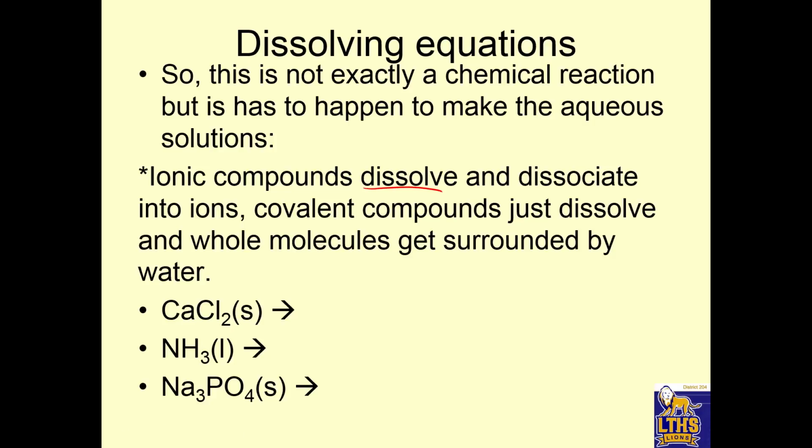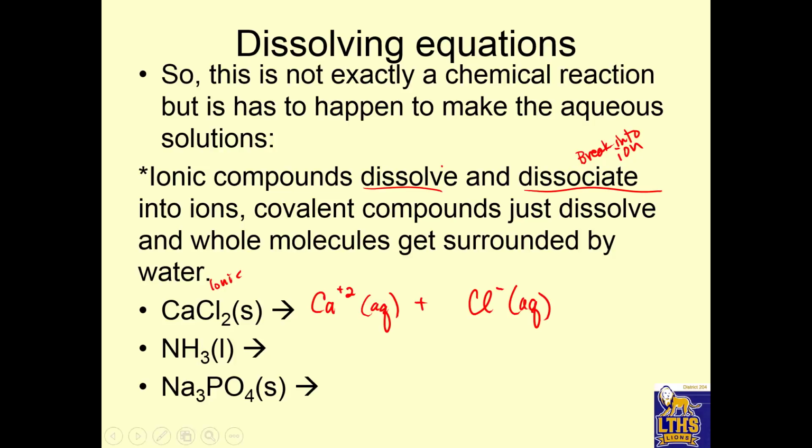Ionic compounds dissolve and dissociate, so they get surrounded by water and break apart into ions. Covalent compounds just dissolve and get surrounded by water molecules. So we have to say, okay, this is ionic. That means it's going to break apart into calcium ions that are surrounded by water and fluoride ions that are surrounded by water. But wait, you say, what about this too? Every time this breaks apart, you get 2 chlorides for each calcium.